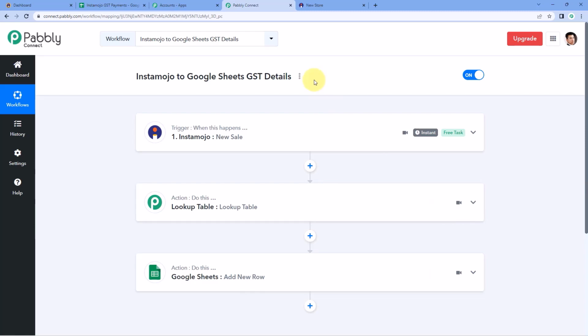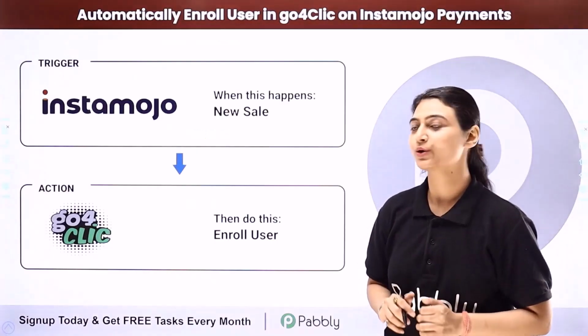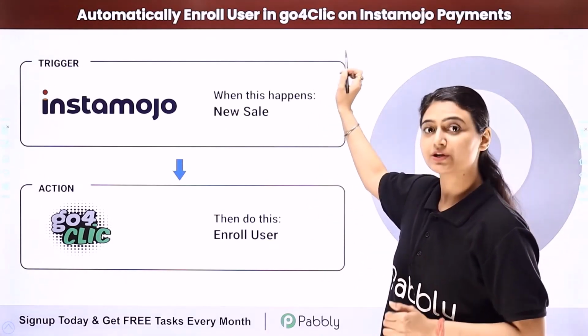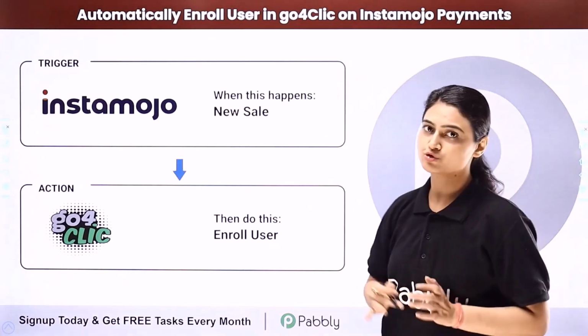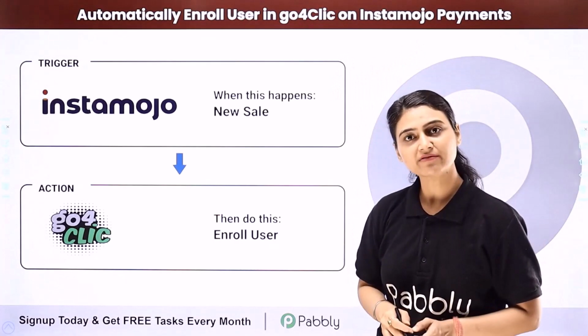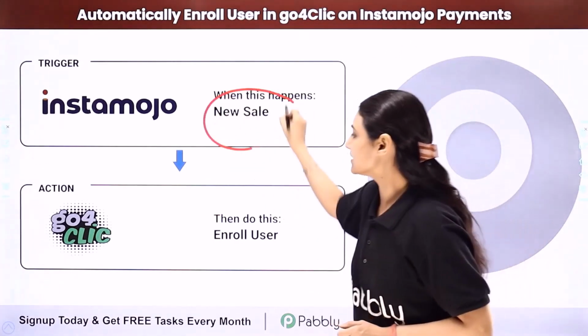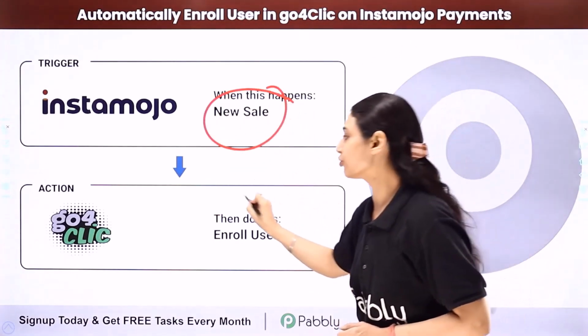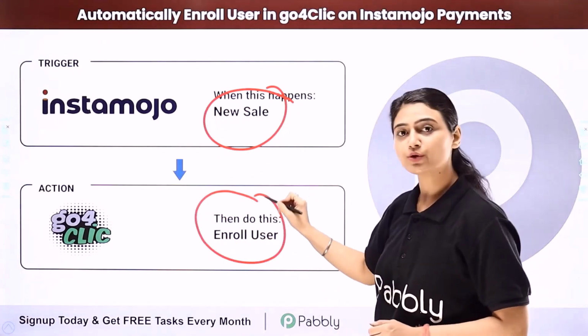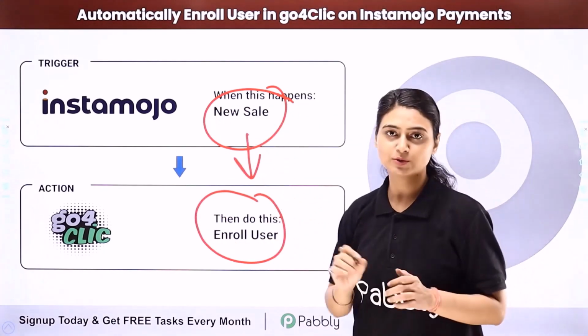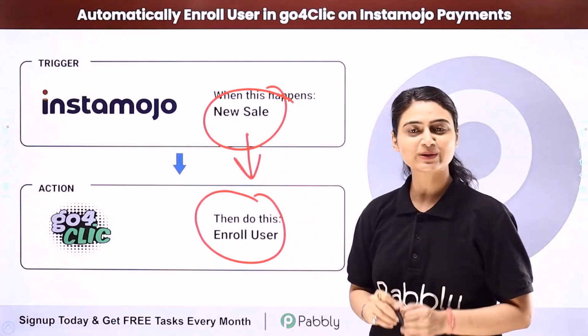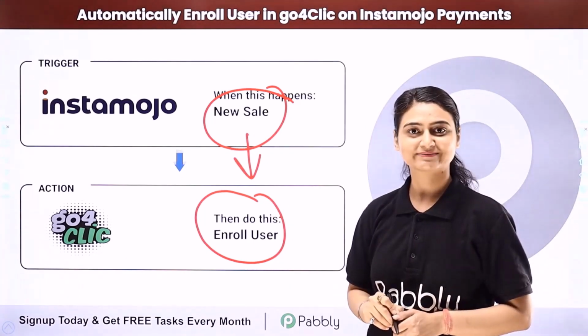In this video, we will learn how you can automatically enroll a user in Go for Click on Instamojo payments. Let's say you want that every time you receive a payment on Instamojo, the user should be enrolled in Go for Click. So we are going to automate this entire process using Pabbly Connect. Come to my screen to see how we do this.